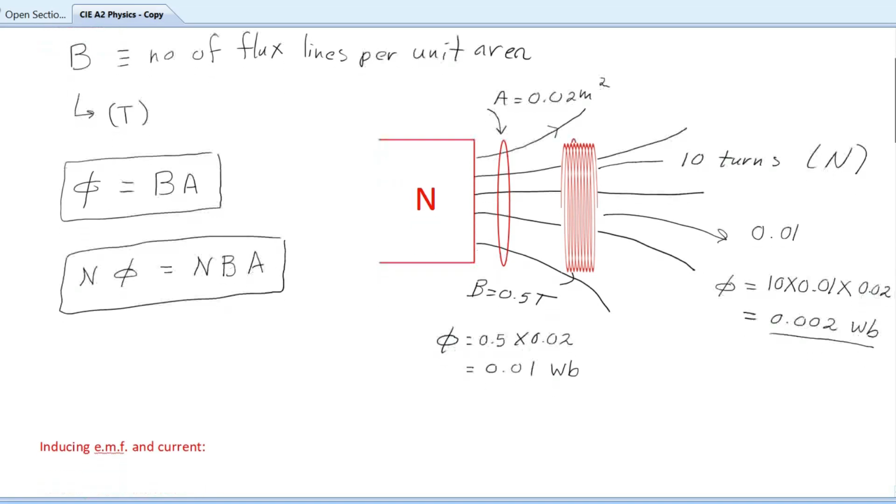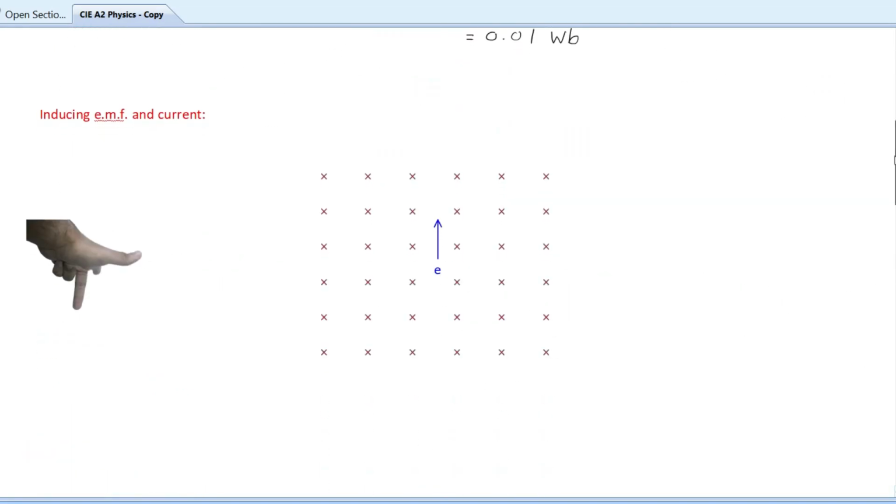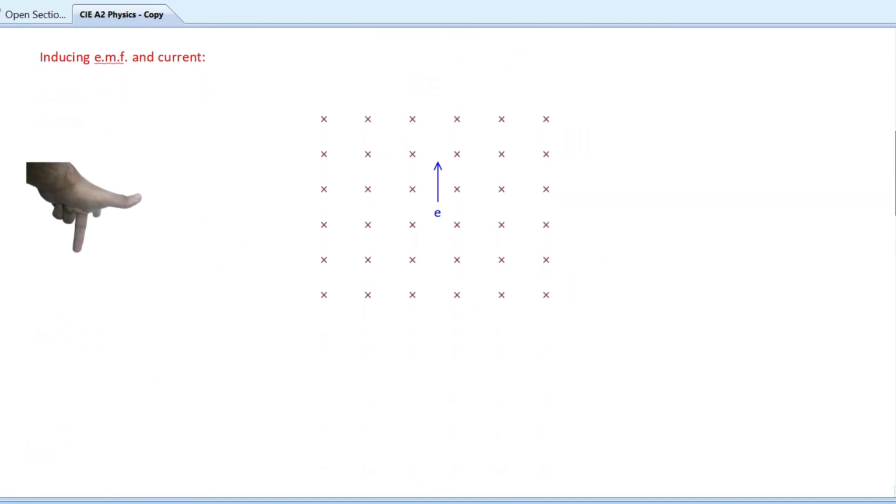Now let's move on to inducing EMF or current inside a magnetic field due to motion of a conductor. In the past videos, we talked about a charge moving in a magnetic field experiencing a force, and the force was equal to Bqv. That's a force on a charge.